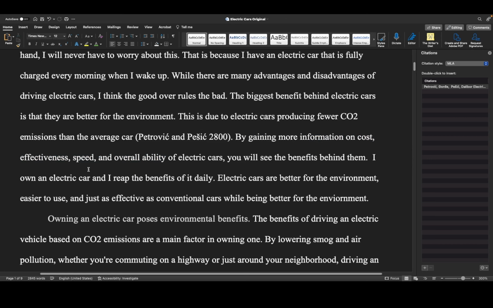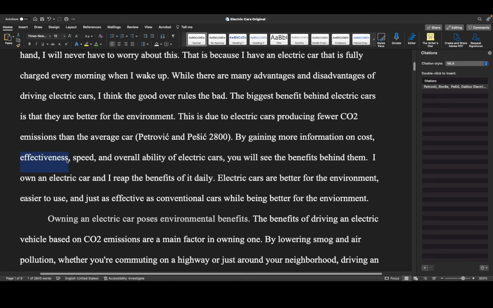Okay, "By gaining more information on cost, effectiveness, speed, and overall ability of electric cars, you will see the benefits behind them." Okay. So there are a couple of factors that are really good here. Looking at cost, that is an important one, right? Speed, an important one. I have questions about effectiveness and overall ability. These two words, I don't know what they're referring to, right? The semantic value, the meaning of effectiveness in this sentence isn't clear to me because a car is going to get you from A to B, right? A Pinto is as effective at getting you where you want to go as a Ferrari, right? So I don't know what effectiveness means.